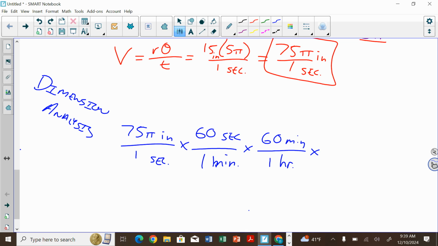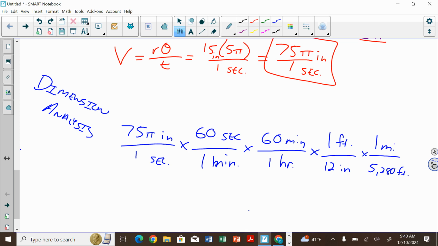Okay, and then that kind of gets us to the hours, from seconds to hours, but now I have to go from inches to feet. So I've got 1 foot for 12 inches, and then I've got 1 mile is 5,280 feet.